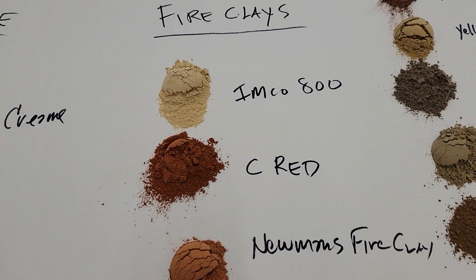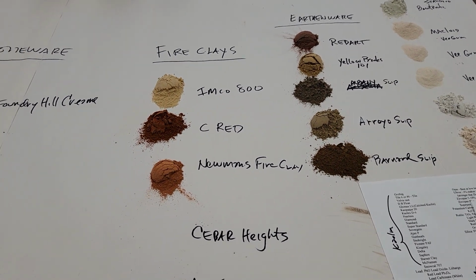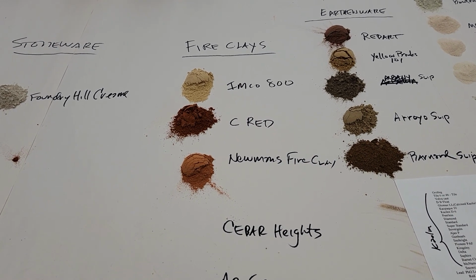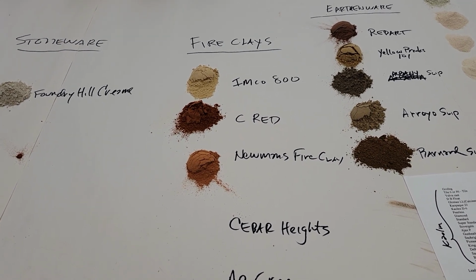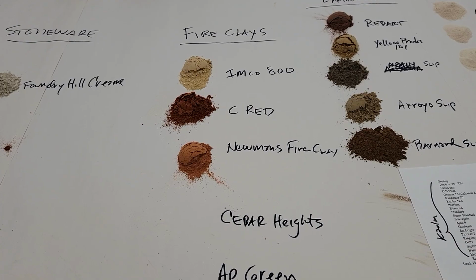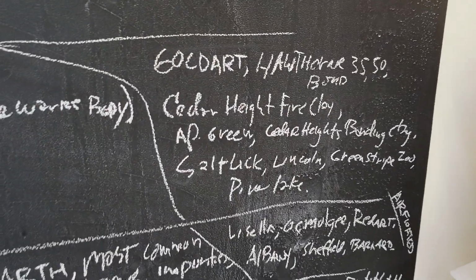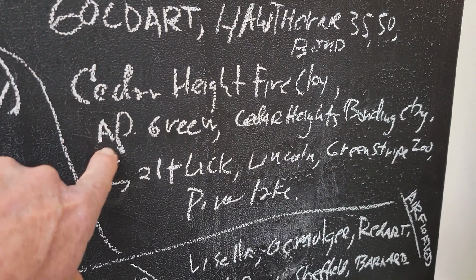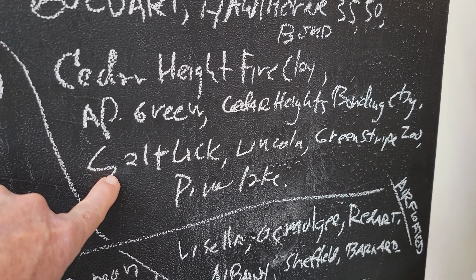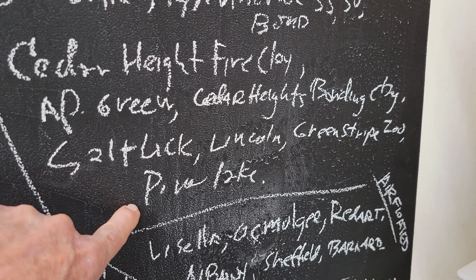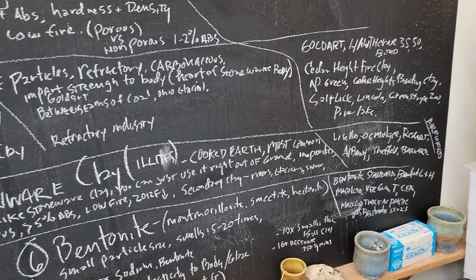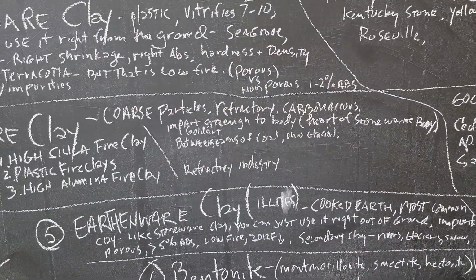And then also remember with these clays, a lot of times they're East Coast, West Coast stuff. So what we get out here in the East is different from what we get out West. Out West, one I know is called Lincoln fire clay. I didn't tell you these: Cedar Heights, Gold Art, AP Green, Salt Lick, Lincoln, Green Stripe, Pine Lake. Those are the fire clays.